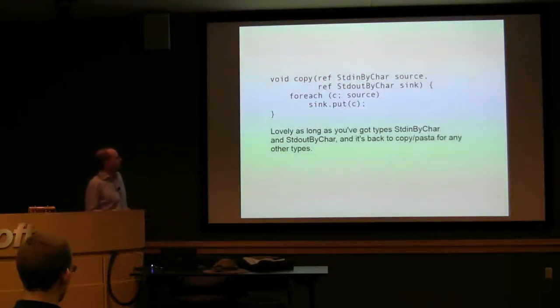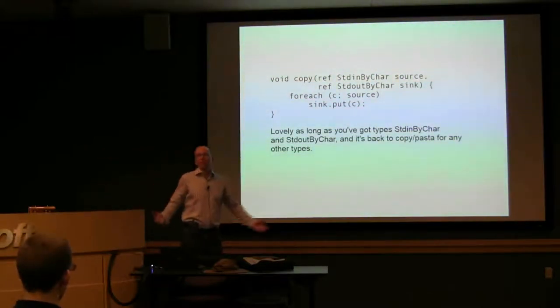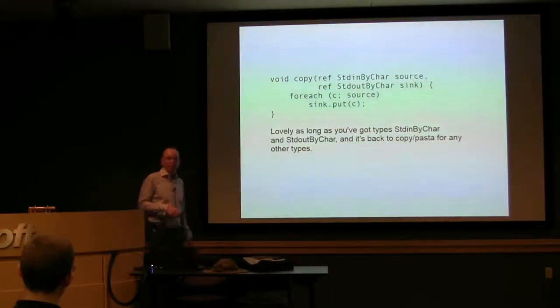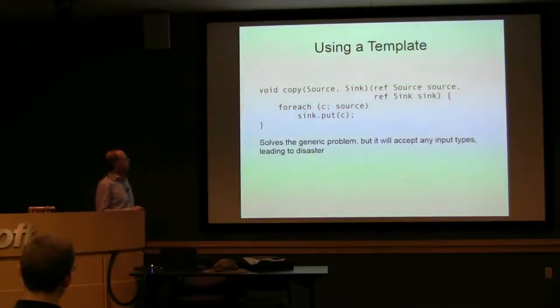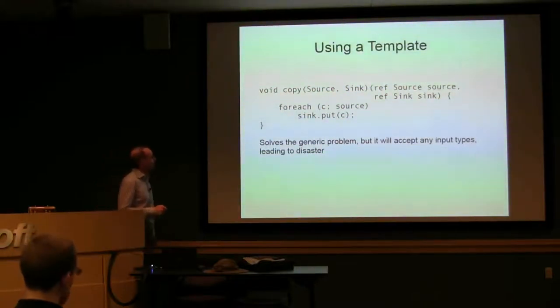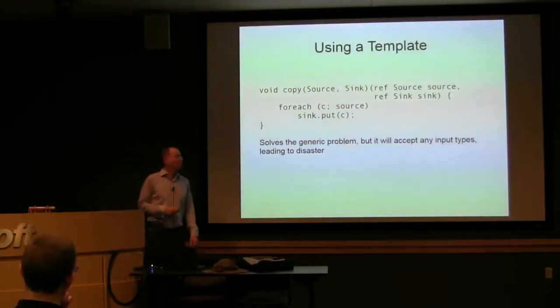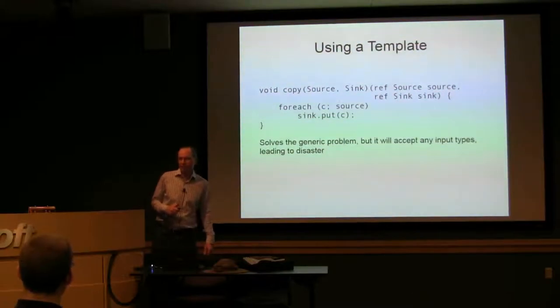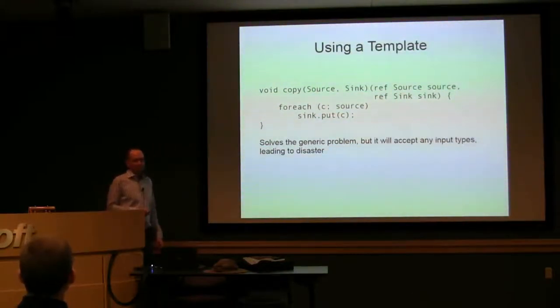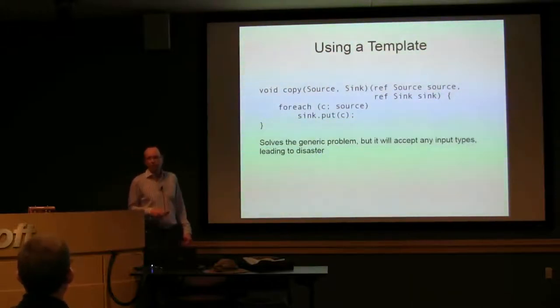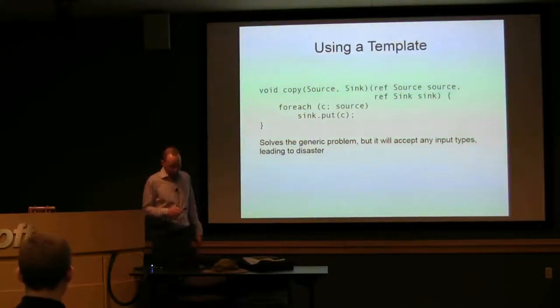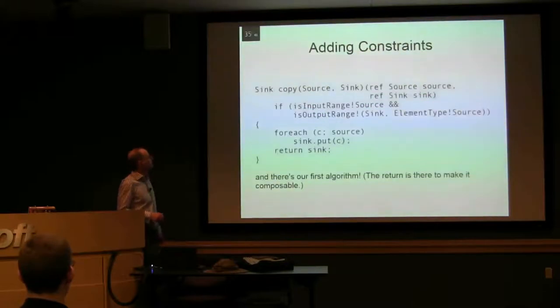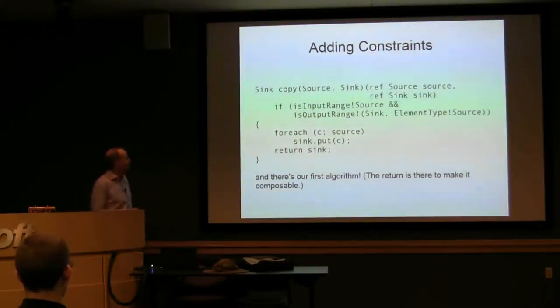It ain't perfect because it's very specific to these types. And if you want to have different types, you're going to have to copy paste a different piece of code, and we failed in our component design, so we need more. And the way we do it is we parameterize it on these types, and so basically this makes it into a template. Solves our generic problem, but it will actually accept any input type. You could pass it an int for your sink. An int is not a sink. So what happens when you try this is you get the classic disaster of horrible compiler error messages that you have no idea where they came from or why they exist, and that's not really acceptable. So we want to add constraints, and this gets back to what that gentleman was talking about.